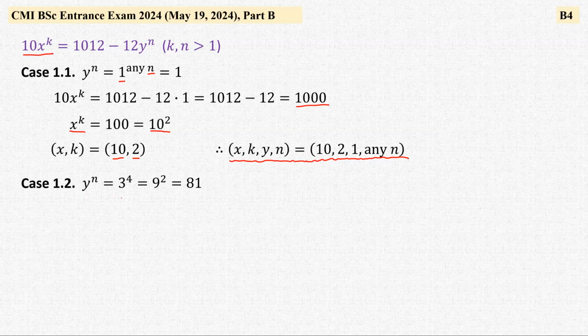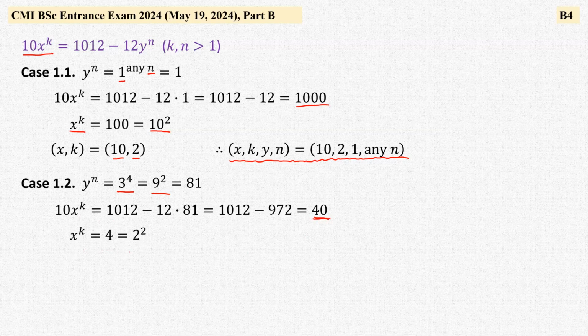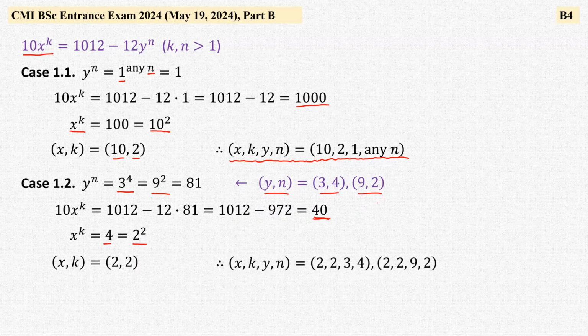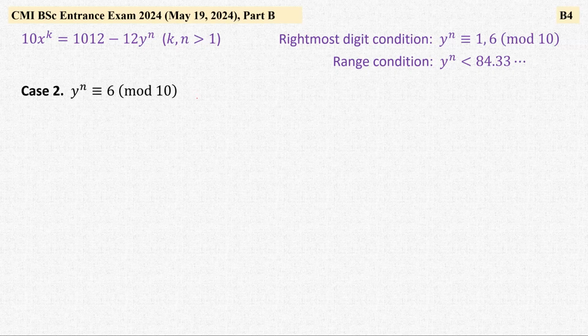Next, where y to the power of n is either 3 to the power of 4 or 9 squared. In this case, 10 times x to the power of k is equal to 40. So x to the power of k equals 4, hence 2 squared, which means that x, k equals 2, 2. And because we have two possible pairs for y, n, namely 3, 4 and 9, 2, we have two solutions for this case. X, k, y, n equals 2, 2, 3, 4 and 2, 2, 9, 2. But we are not done here.